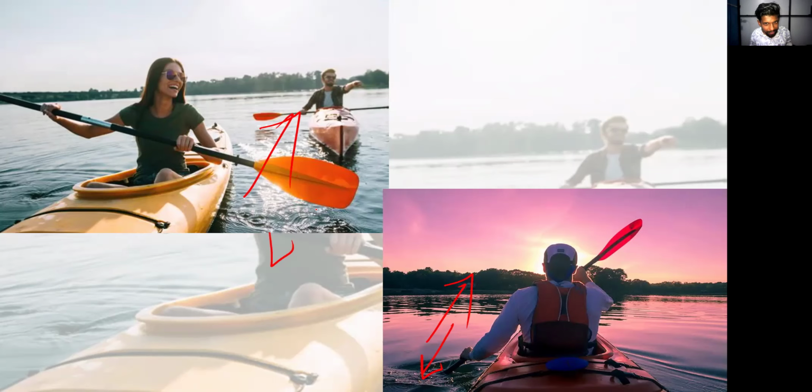If you want to move forward, you will push back and the water will push you forward. Newton's third law. This is action and this is reaction. Did you get that idea? Every action has equal and opposite reaction. This is Newton's third law.